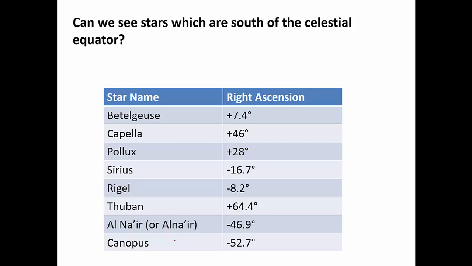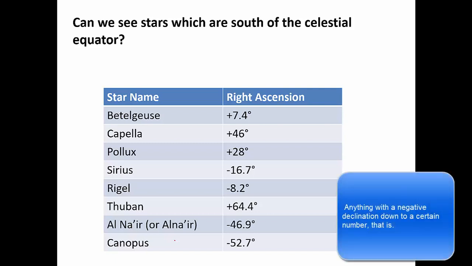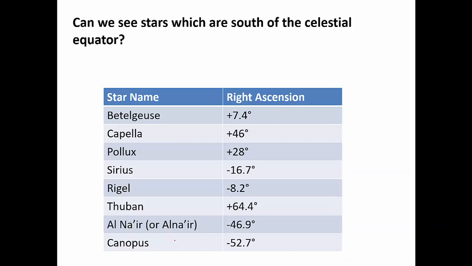Can we see stars which are south of the celestial equator? Yes, we can. Anything down to a certain number we can see. Anything with a negative declination we can see at least some part of a 24-hour period, or we could if the sun's turned off anyway. Some time of the year we'll be able to.